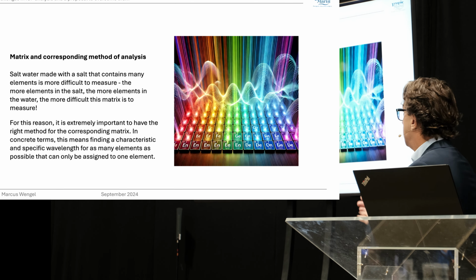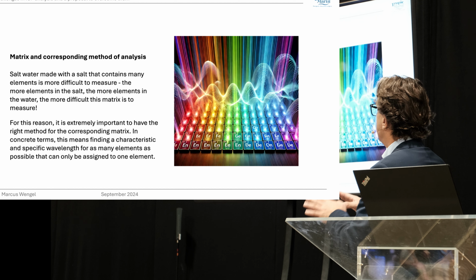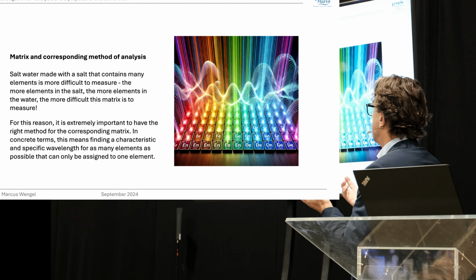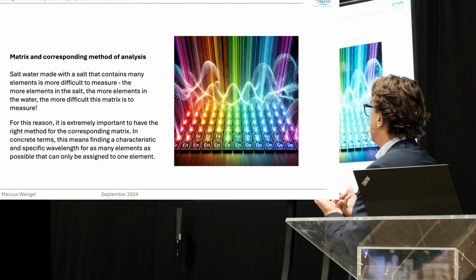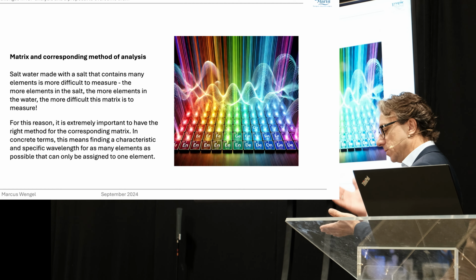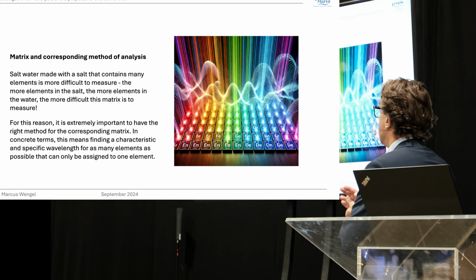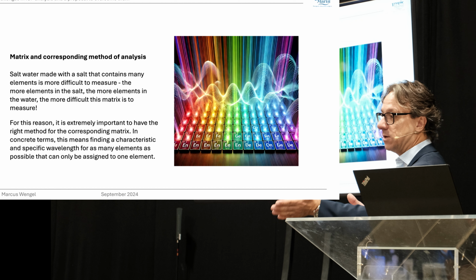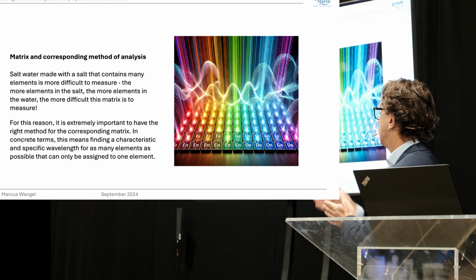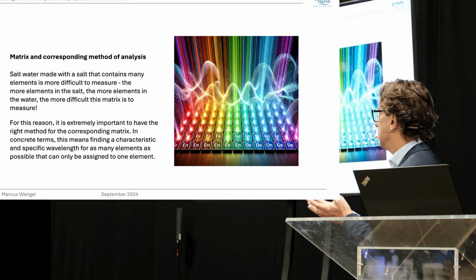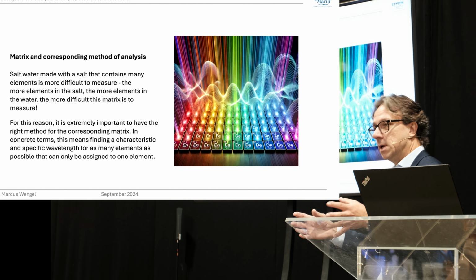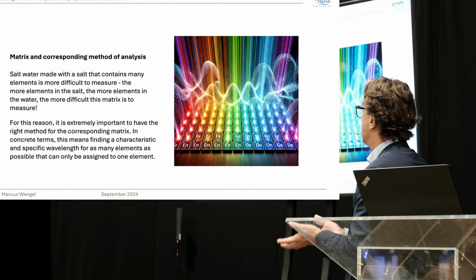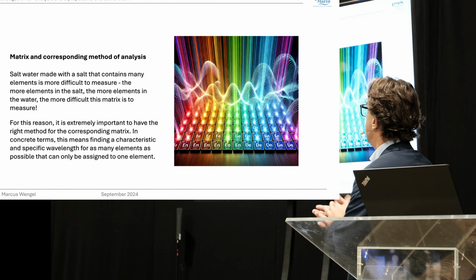So this matrix and the corresponding method of analysis is the most important thing, I think. So everybody who is doing ICP has to develop their method, how to measure it. Which wavelengths do I use for which element? Let's go back to iron or manganese. You can say you can measure manganese at a wavelength of 143, 145, or 155. Which one do you think is characteristic in your water, in your matrix? And every tank has a different matrix. So you have to find the right method.